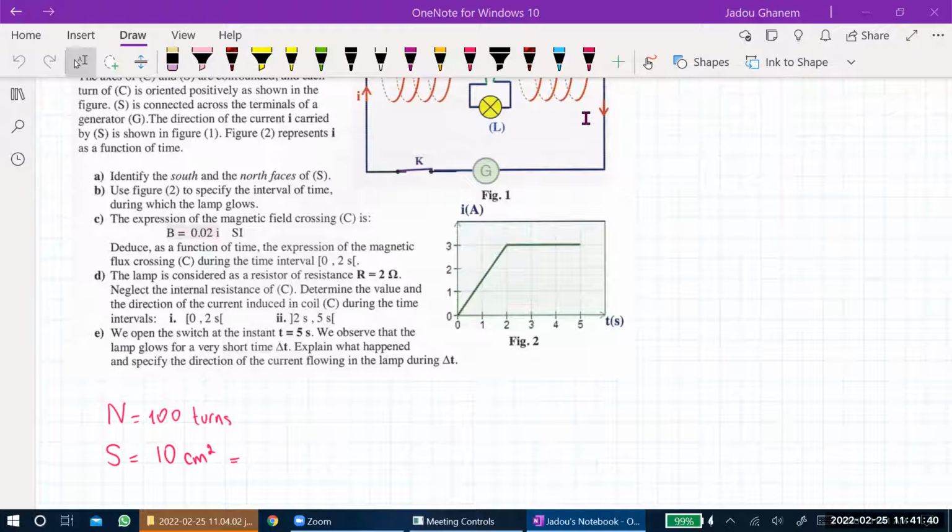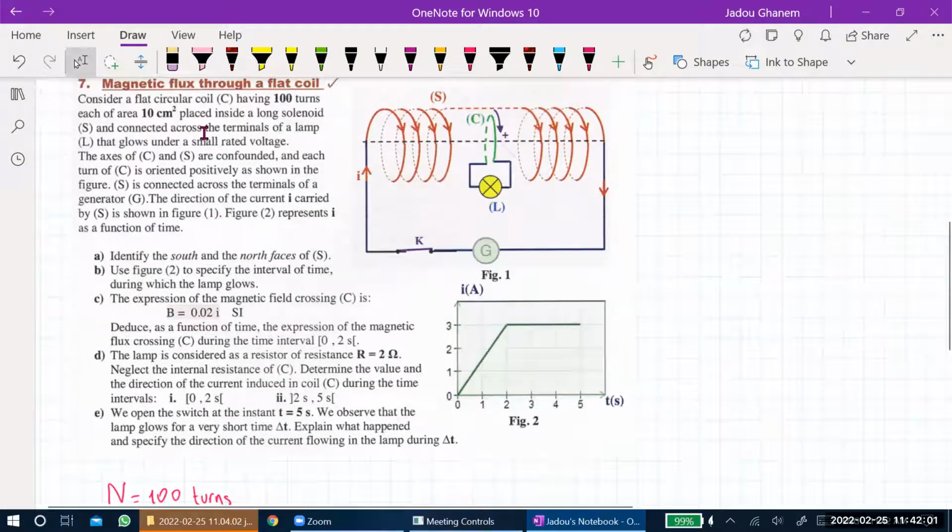Okay. So they said that we have to multiply by 10 to the power minus 4. So 10 times 10 to the power minus 4, and the answer will be in meters squared. So it's going to be 10 to the power minus 3 meters squared. That's how we change from centimeter squared to meter squared.